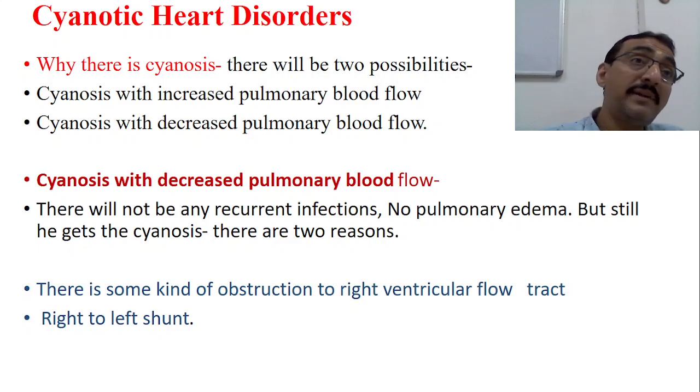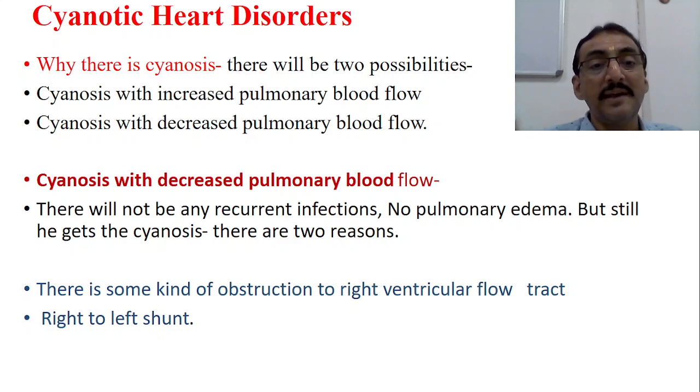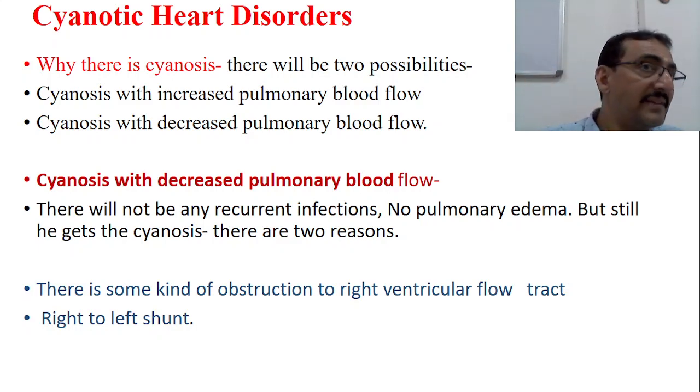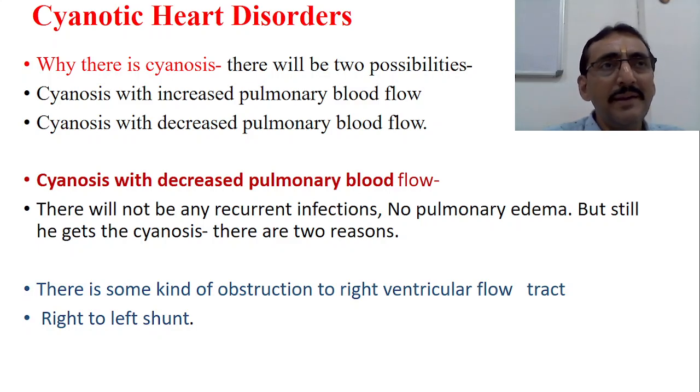But here, as the blood circulation to the lung itself is less because of the obstruction, the chance of recurrent respiratory tract infection is less likely, and there is no pulmonary edema, but still he gets cyanosis. This is one of the basic things clinically we have to understand. If the child is having cyanosis and cardiac problems, but is not having recurrent respiratory tract infection, immediately we have to think that this may be because of decreased pulmonary flow, because the pulmonary area is not receiving an excess amount of blood.